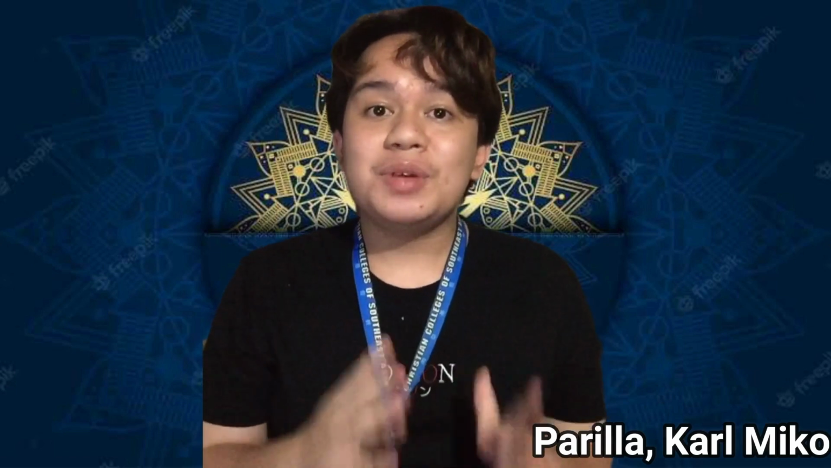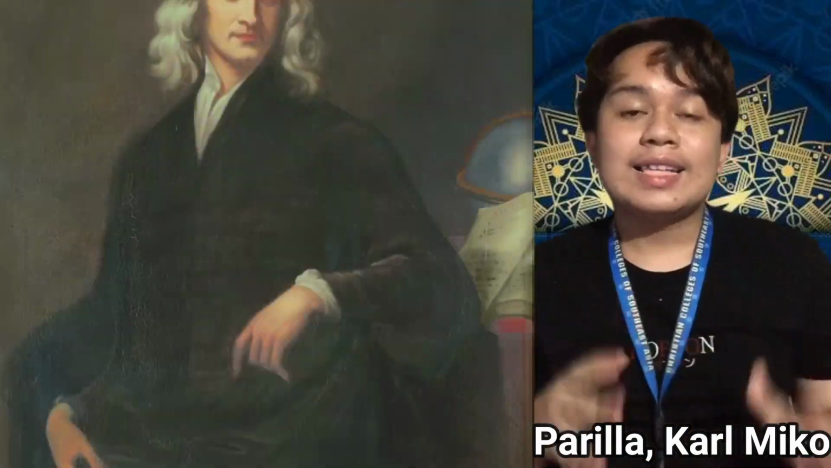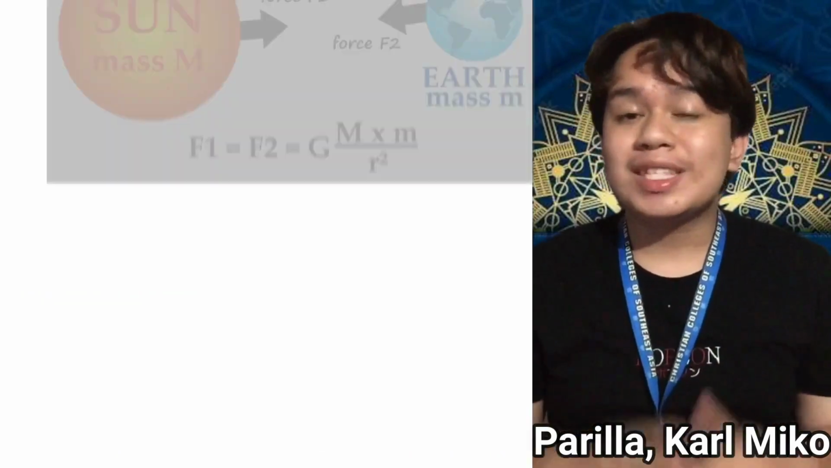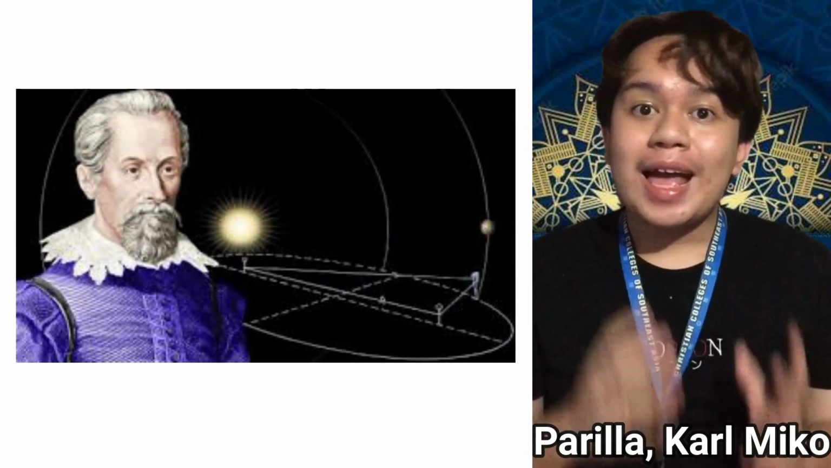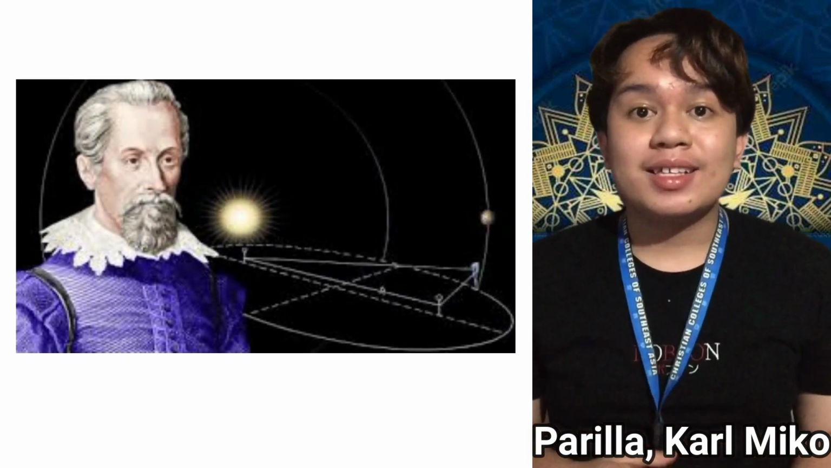Kepler's discoveries had a great influence even outside astronomy. One of them is physics. Isaac Newton's law of gravity and motion was heavily derived from Kepler's laws of planetary motion. It shows that planets could be explained using mathematics and physics.